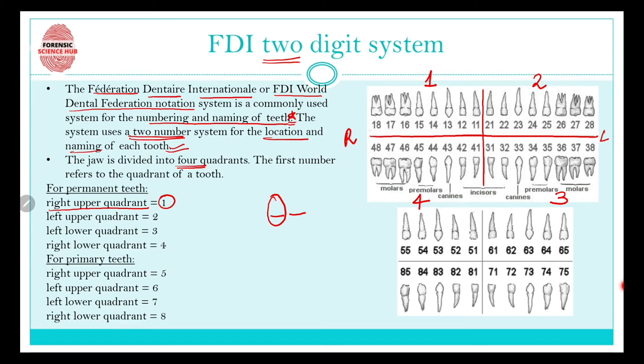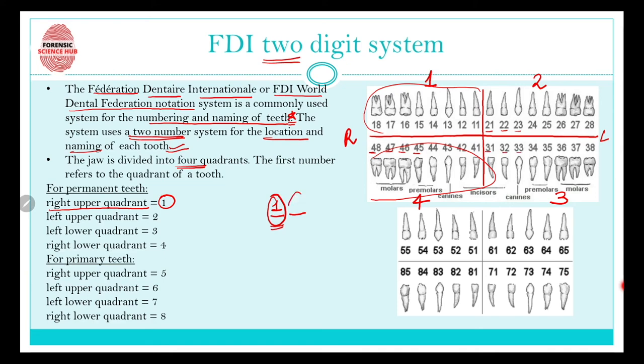So for all these teeth, the first digit is always going to be 1. For all these, the first digit is always going to be 4, right? 4, as you can see here. Similarly, 2 for this quadrant and 3 for this quadrant. So the first thing is sorted.